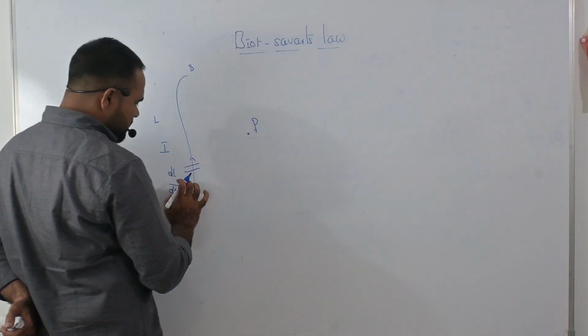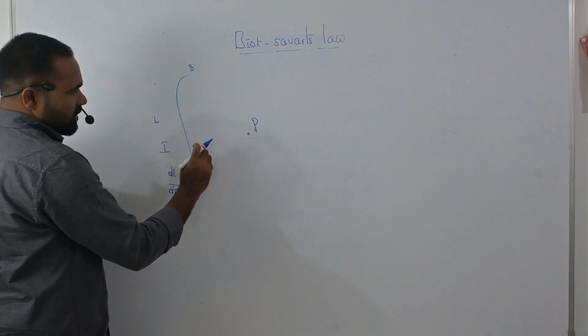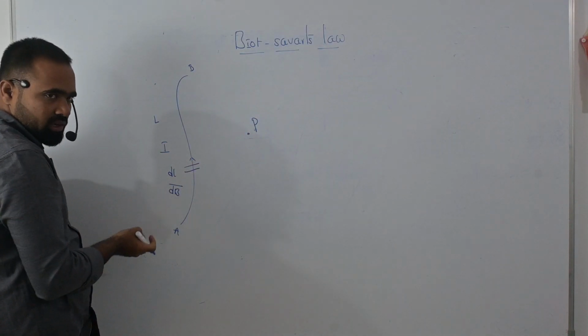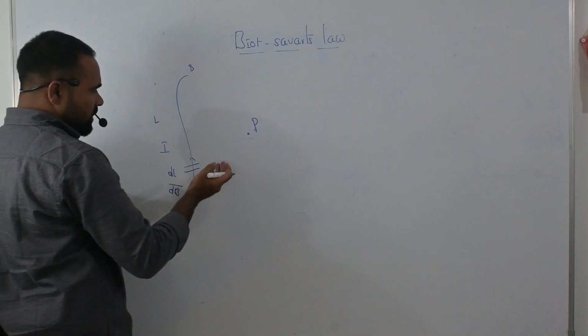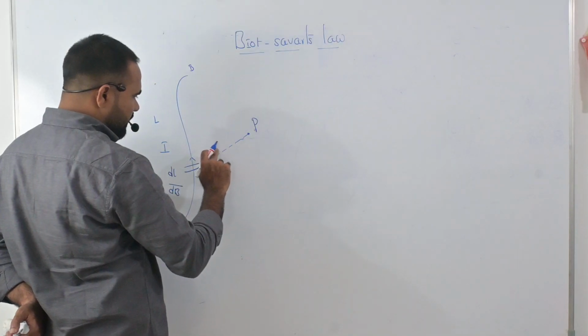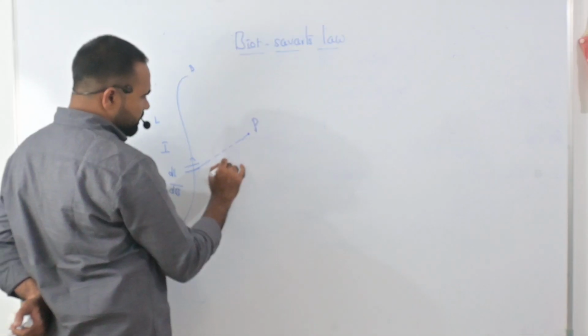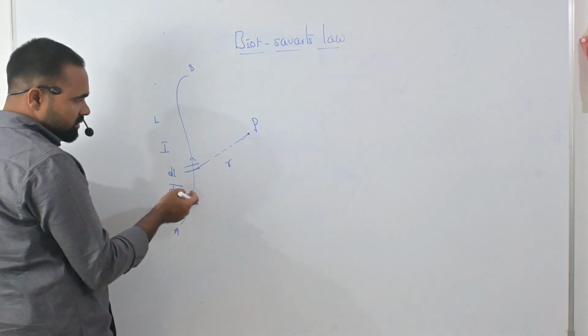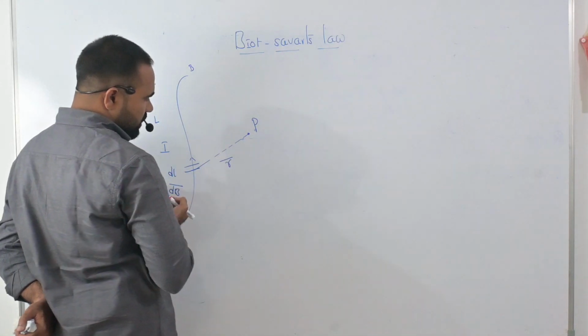This point P is affected by this magnetic field. This is the position vector, that is R only. This point P is at a distance equal to R from the element length.